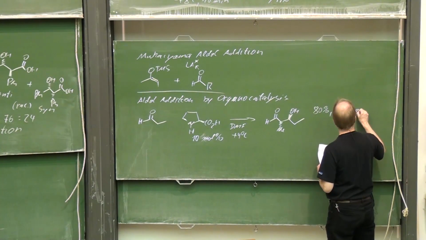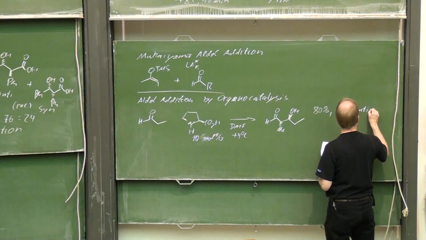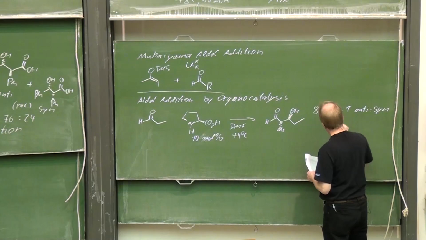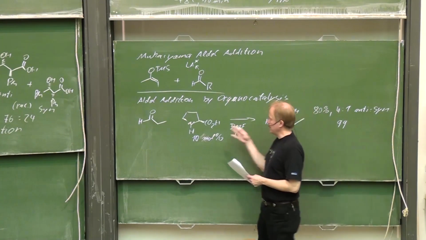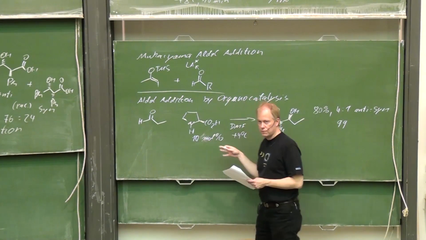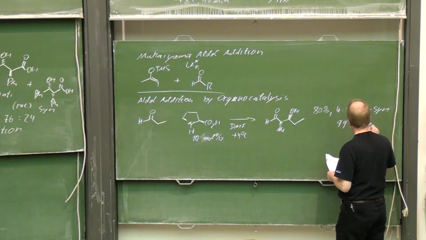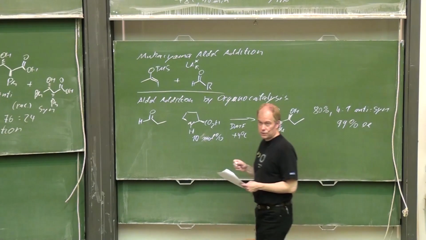4:1 anti to syn, and moreover, since we have chiral information in that system, a 99% enantiomeric excess.